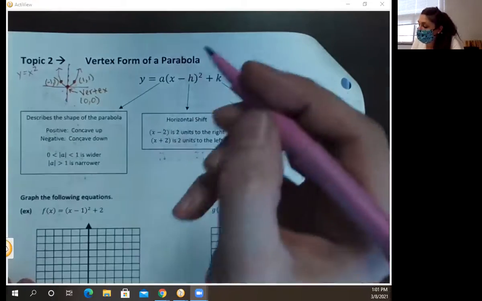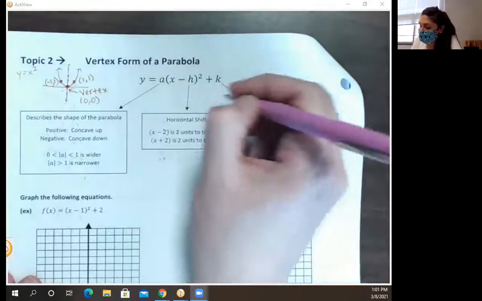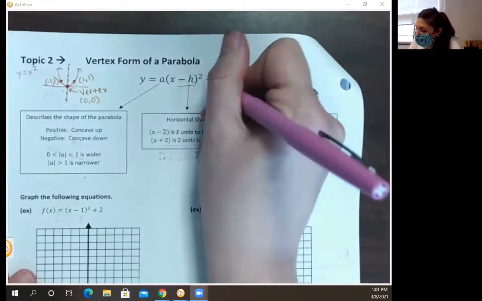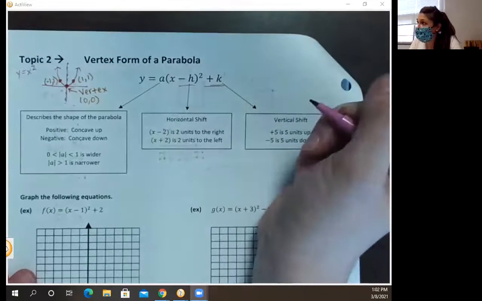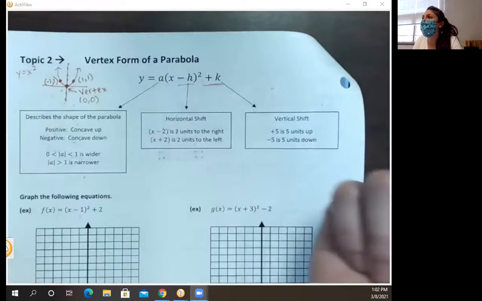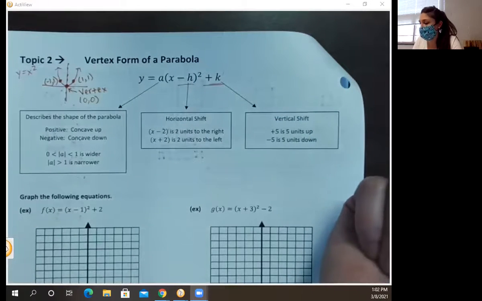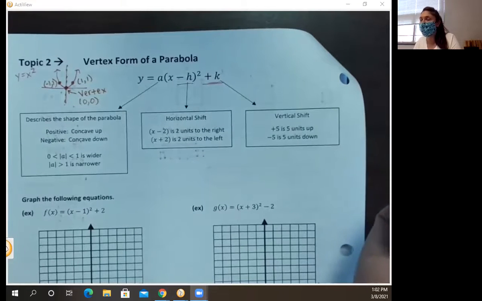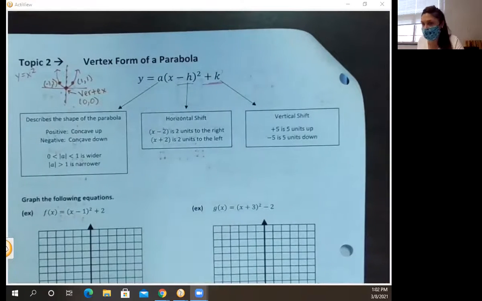We call this format of our quadratic function vertex form because the left, right, or up, down shifts change where my vertex is and actually tell me exactly where that vertex is going to be. So I can actually, we'll see this in a few minutes, pick out the vertex of my parabola without even having to graph the function. I can tell directly from the function. So let's take a look at a couple examples.